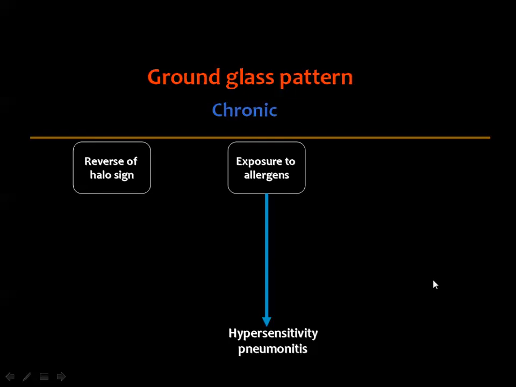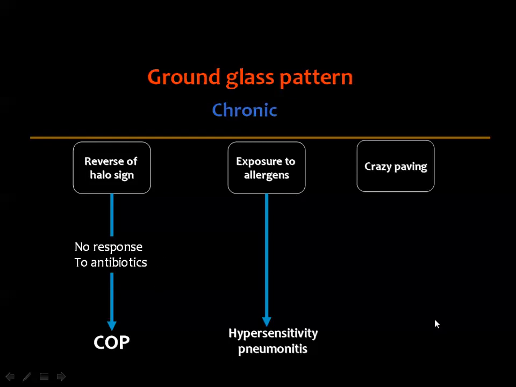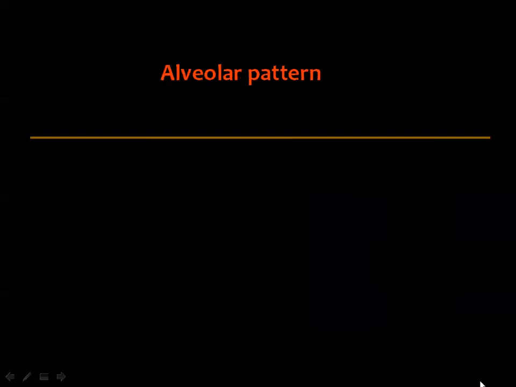If you see lesions with the reverse halo sign or the atoll sign, then you are dealing with cryptogenic organizing pneumonia, and one of the issues that helps in the diagnosis is the absence of response to antibiotics. Then if you can see the crazy paving pattern and the patient is a smoker, then the diagnosis is alveolar proteinosis.